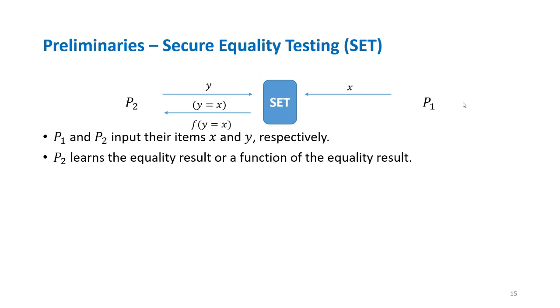In the secure equality testing, two parties input an item each to test the equality of the items, and one of the parties learns the equality result. In other words, one bit of information about the equality. The output can be a function of the equality relation instead of the equality result itself. In our construction, we consider this functionality, that is, the output is a function of the equality result.